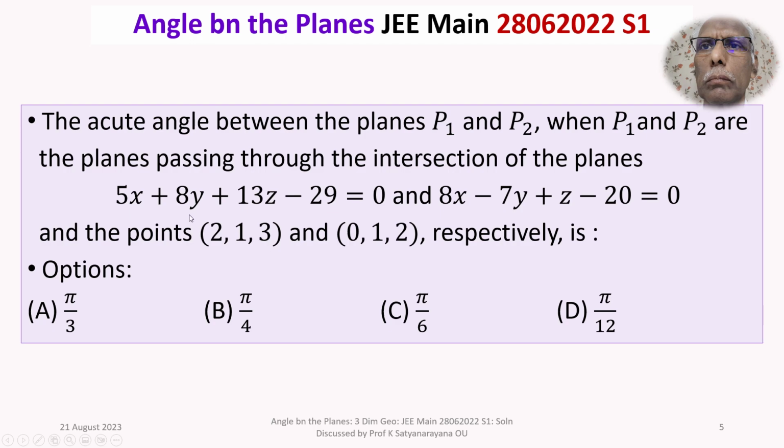Now we are given 2 planes. The first plane is 5x + 8y + 13z - 29 = 0 and the second plane is 8x - 7y + z - 20 = 0. It is given that P1 is the plane passing through the intersection of these 2 planes and the point (2, 1, 3), and P2 is the plane passing through the intersection of these 2 planes and the point (0, 1, 2). We are required to find the acute angle between the planes P1 and P2.